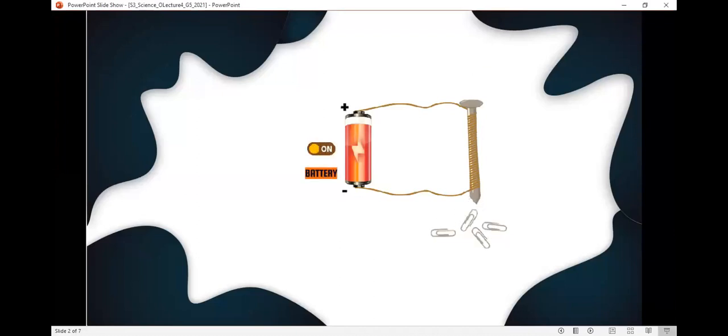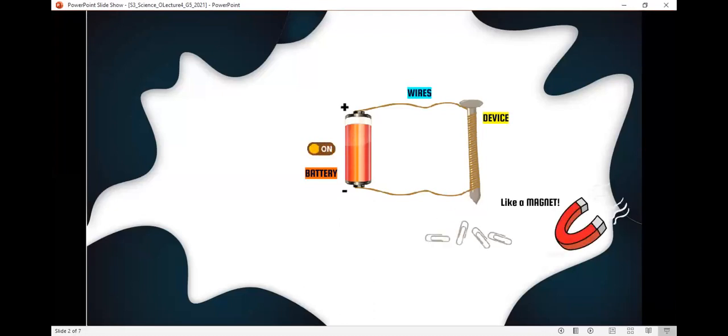Okay, here is a battery. Here are the wires. The wires are connected, or they are around the iron nail. The iron nail is attracting a pin. The electromagnet is attracting the pins, so it is acting like a magnet. This is not a normal magnet like the magnets that we play with. It is a magnet that uses the power of electricity.